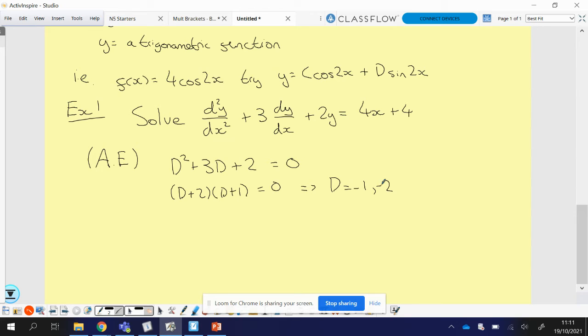Now at this point that told us our general solution. If you remember our notation, the first part of our solution, the complementary function part, will be y equals, and we use our two roots, so it's going to be a constant a e to -1x plus b e to -2x. That's what we would have been doing last week. We've got our general solution, but here it's just a complementary function.